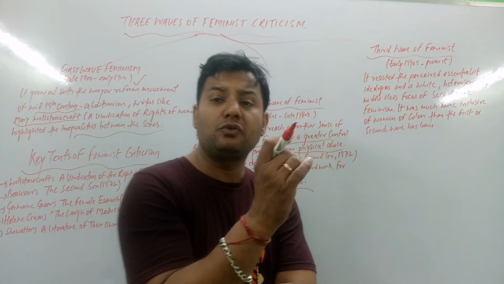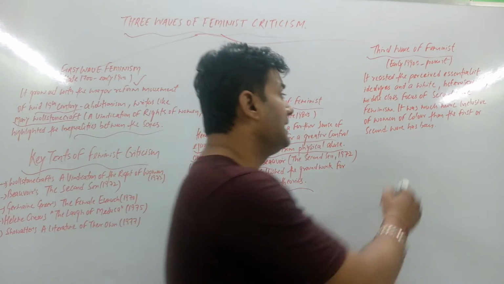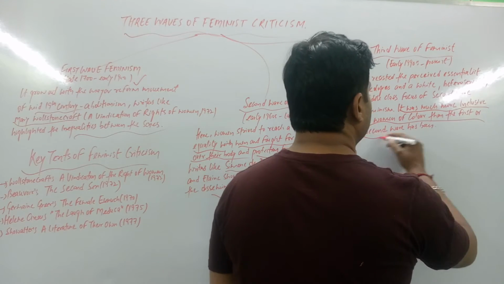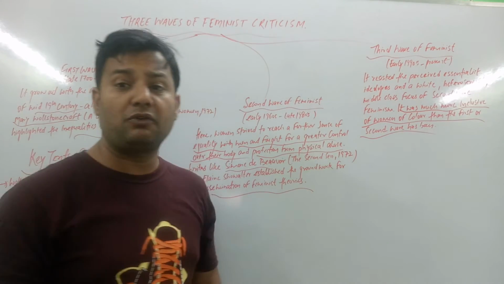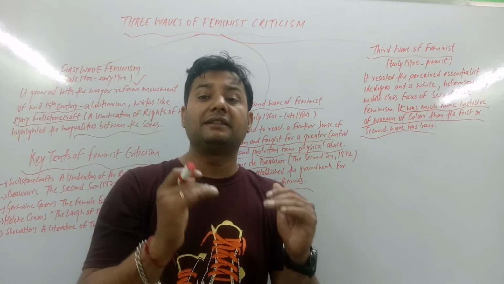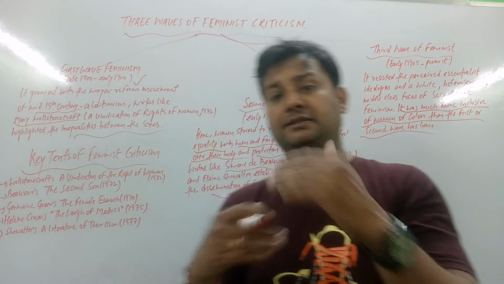So what is he trying to say in the third one? He says it is much more inclusive of women of color than the first or the second wave has been. Here color was being mentioned, where he had been trying to define the impact of feminism through colors.